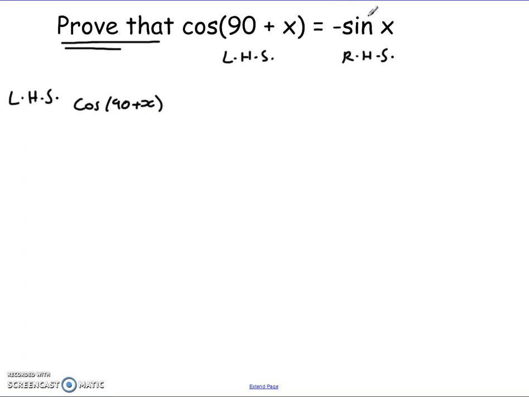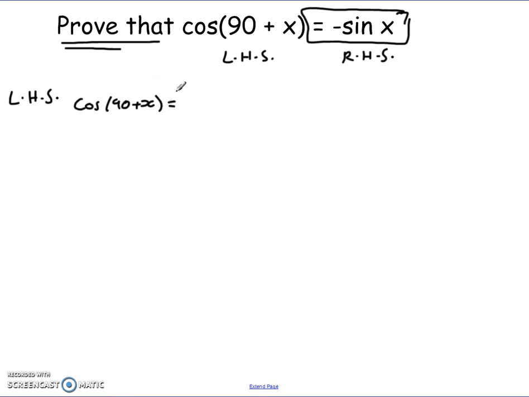Now at this point, I'm not even going to imagine that the right-hand side exists. I'm not even going to assume that I know it or that that's what I'm thinking about. I'm going to play about with this, work it through identities, and this is where I'm going to get to. So cos of 90 plus x, well, that's written in the form of cos of a plus b. So I can use that expansion in order to work with it.